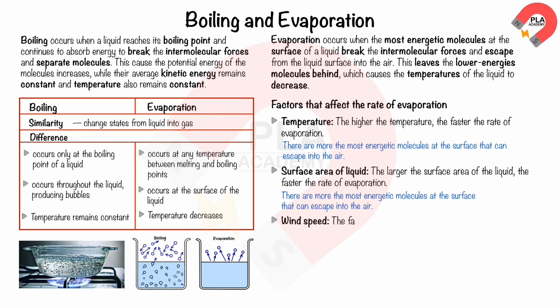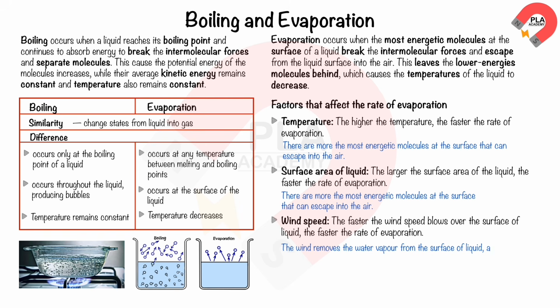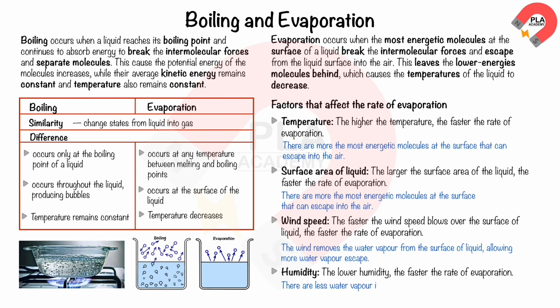Wind speed. The faster the wind blows over the surface of the liquid, the faster the rate of evaporation. This is because the wind removes the water vapor from the surface of the liquid, allowing more water vapor to escape. Humidity. The lower the humidity, the faster the rate of evaporation. This is because there is less water vapor in the air, allowing more water vapor to escape.